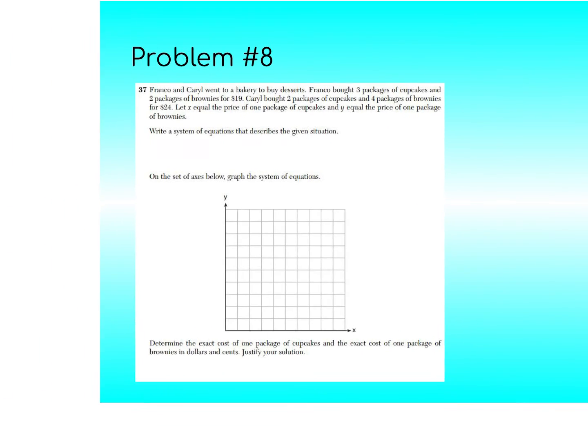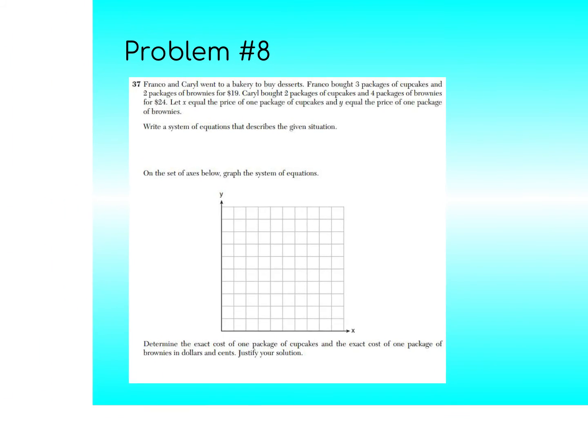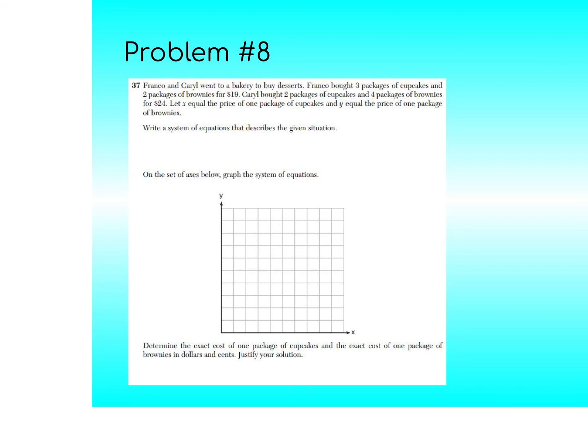And for problem number 8, they went to the bakery to buy desserts. Franco bought 3 packages of cupcakes and 2 packages of brownies for $19. So let's go ahead and write that system. So I'll say let x equal cupcakes, because I noticed they gave the variables down here. So let x equal cupcakes, and let y equal brownies. So I've got my 3x plus 2y equals 19.